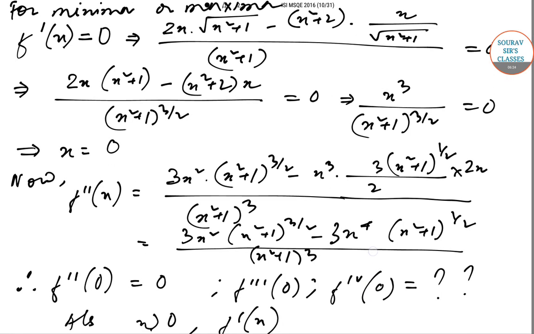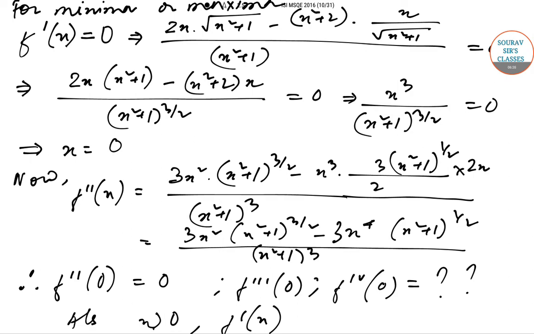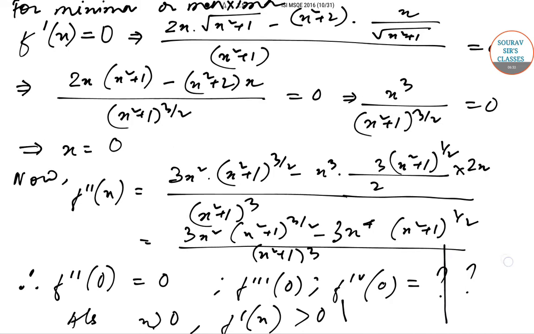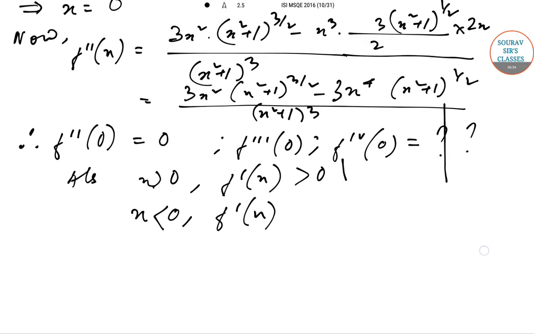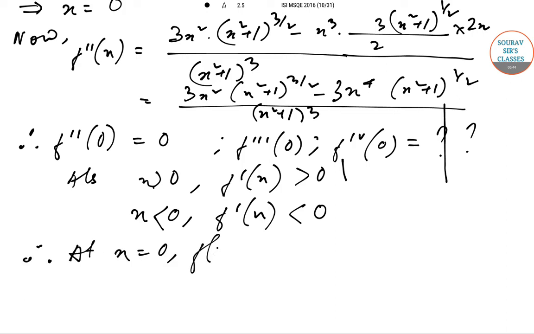So if x is greater than 0, then f dash x will also be greater than 0. And similarly, if x is less than 0, then f dash x will be less than 0. This implies that at x equal to 0, f of x is minimum.